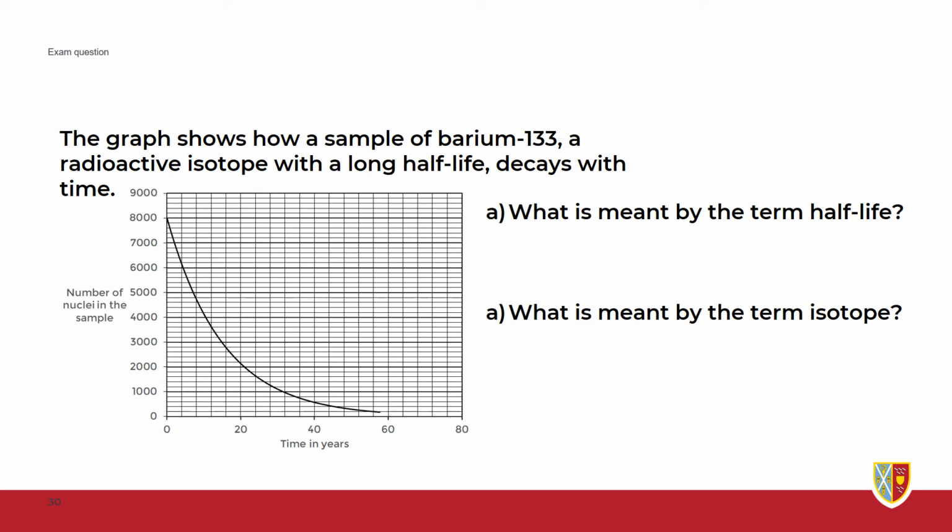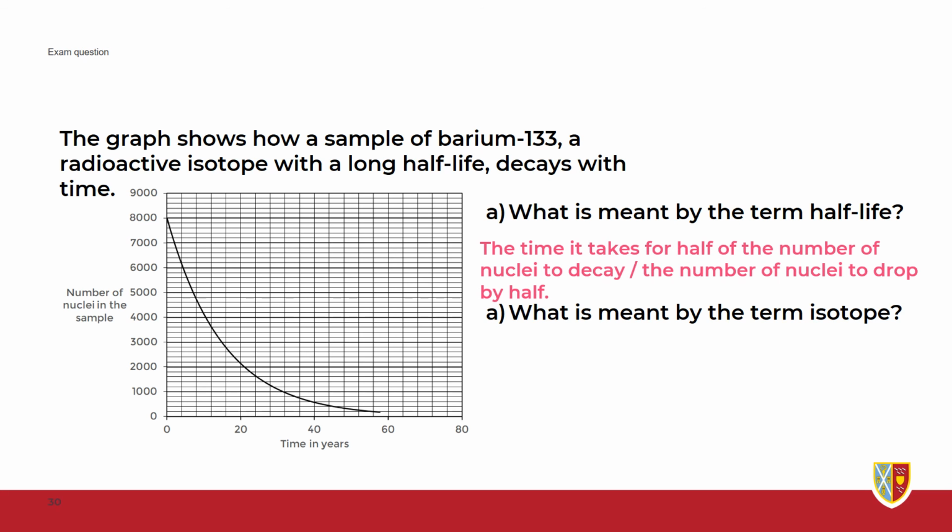Okay, and finally are some exam-style questions for you to have a go at. There's a graph, same shape as what we've always seen. Again, pause the video and then try and answer the questions. What is meant by the term half-life? What is meant by the term isotope? And the answers were as follows. It's the time it takes for half the number of nuclei to decay, or for the number of nuclei to drop by half. And the other one, it's the same number of protons but a different number of neutrons.